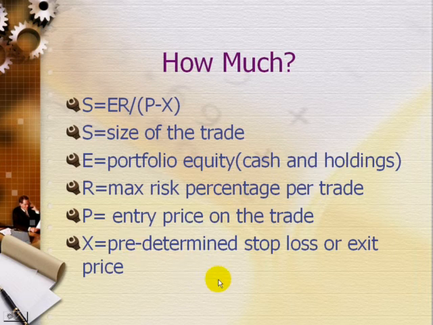Let me show you another calculation for working out how much money should go into a trade. This is the formula. It looks very complicated. I know it's been on screen for quite a while, so you probably got quite scared of it initially, and now a little bit more relaxed. S equals ER over P minus X.